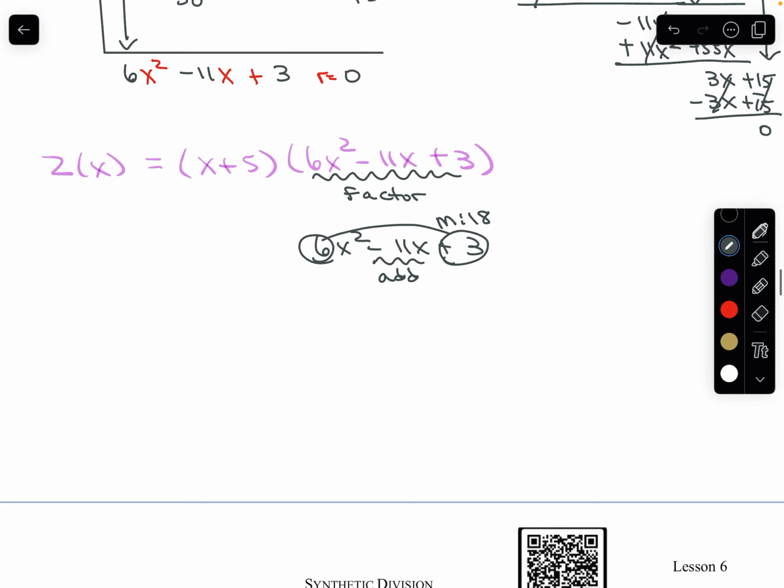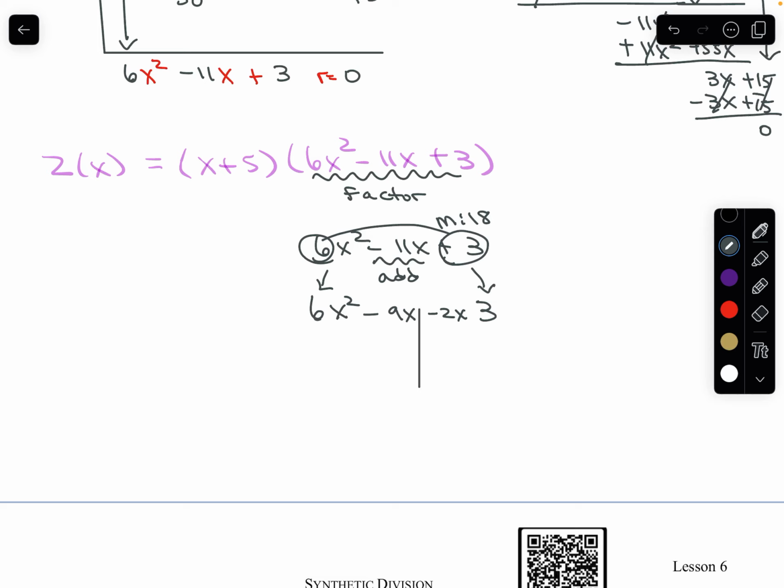Okay, let's take a look at this. I'm going to bring down the 6x squared, my first term. I'm going to bring down the 3, my last term. Right here and here. Now I want to think about factors that multiply to 18 that add to negative 11. So they would be negative 9x and negative 2x. You could have switched the order. You could have put the negative 2x first and then the negative 9x second.